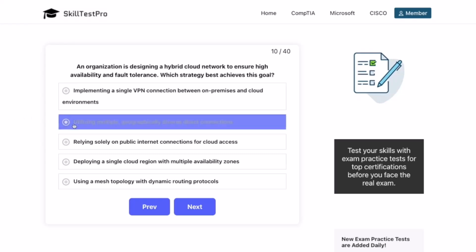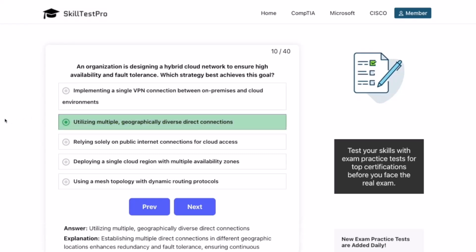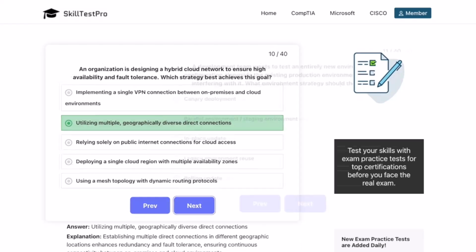The correct answer is utilizing multiple geographically diverse direct connections. Establishing multiple direct connections in different geographic locations enhances redundancy and fault tolerance, ensuring continuous connectivity between on-premises and cloud environments.